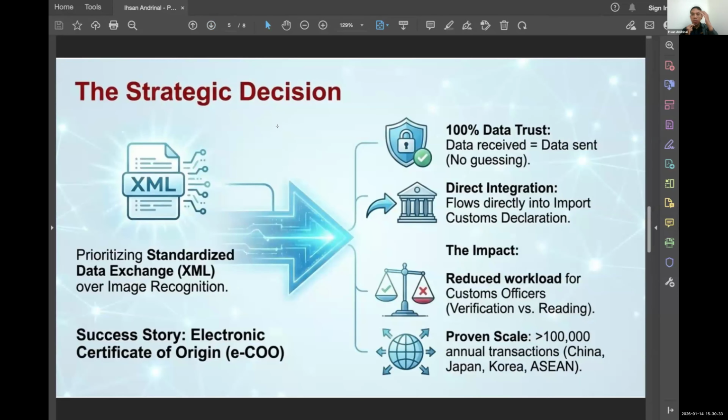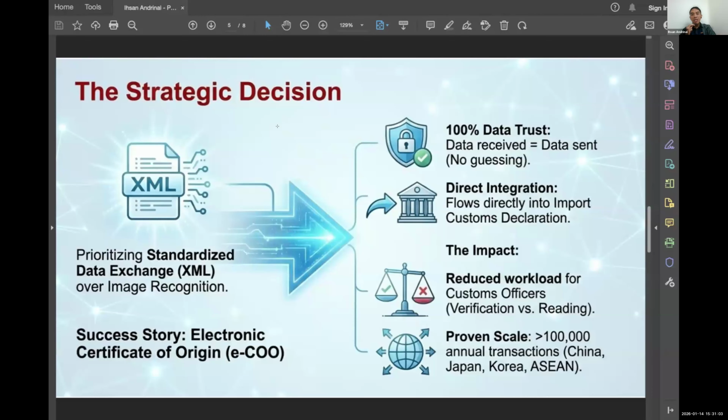So what was the solution? We went back to our proven approach, standardization. We focus our resources on standardized data exchange. The example is our electronic certificate of origin within the ASEAN Single Window. We convert documents into standardized XML and exchange them via secure gateways. We achieve what OCR couldn't, 100% data trust. The data received is exactly what was sent, no guessing.